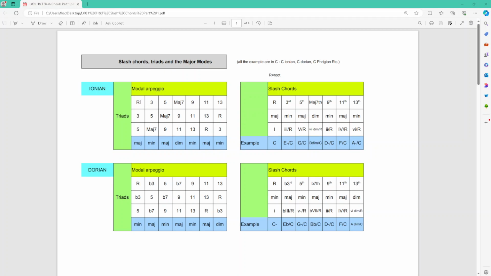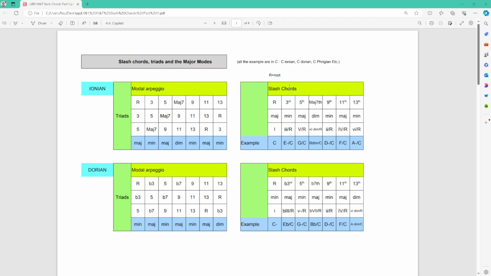So the modal arpeggio for Ionian is 1, 3, 5, major 7, 9, 11, 13. And from each of those notes, I got the triads, like we did before. 1, 3, 5. This is 3, 5, major 7; 5, major 7, 9; major 7, 9, 11; 9, 11, 13; 11, 13, and root note; 13, root note, and 3. And basically figured out what kind of triad we're looking at. So this is a major triad, this is a minor triad, this is a major triad, etc.